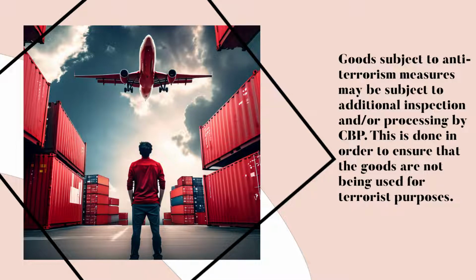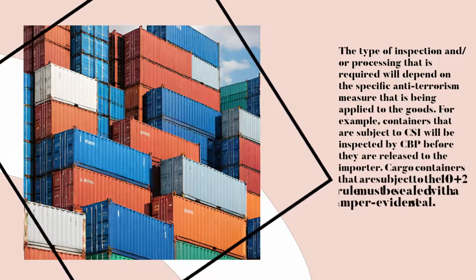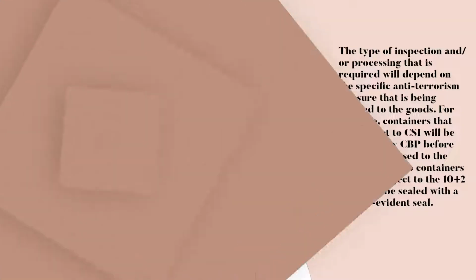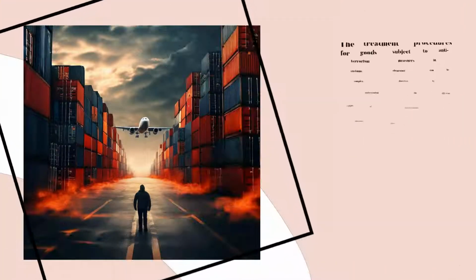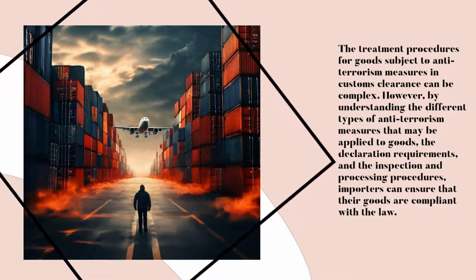Goods subject to anti-terrorism measures may be subject to additional inspection and/or processing by CBP. This is done in order to ensure that the goods are not being used for terrorist purposes. The type of inspection and/or processing that is required will depend on the specific anti-terrorism measure that is being applied to the goods. For example, containers that are subject to CSI will be inspected by CBP before they are released to the importer. Cargo containers that are subject to the 10+2 rule must be sealed with a tamper-evident seal.